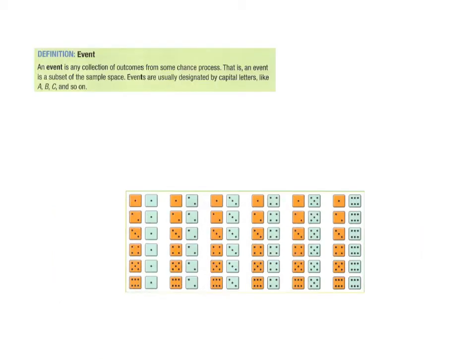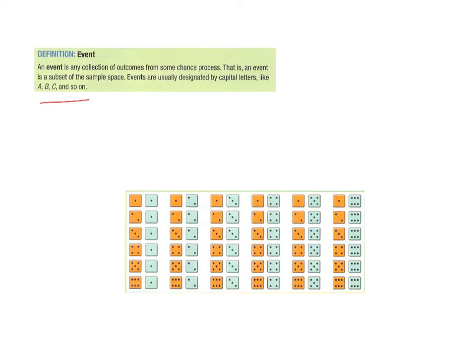We can use the probability model to determine an event. An event is a collection of outcomes from the chance process. For instance, let's say I wanted to know all the possibilities that added up to 9, or all the possibilities of rolling doubles. That would be my event. And my events are noted with capital letters.